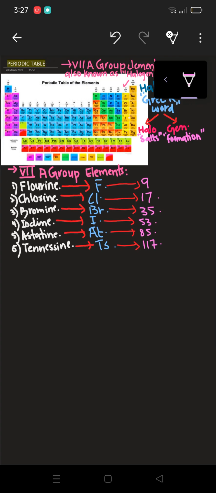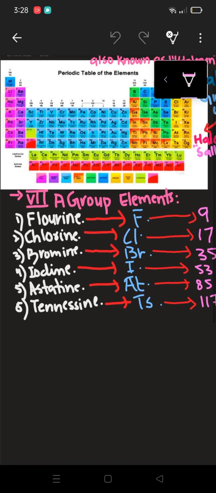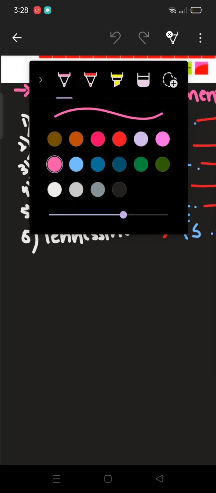Now let's talk about their structure, like how many shells are present in fluorine, chlorine, bromine, iodine, astatine and tennessine, and how many electrons are present in their outermost shell. As I told you, the number of electrons in the valence shell would be the same as the group number. As we talked about in yesterday's lecture, all 6th A group elements had 6 electrons in their valence shell. So as we are discussing today's 7th A group elements, all 7th A group elements will have 7 electrons in their outermost shell or valence shell. So let's talk about their structure. Let me write it down. Let me give the heading first.